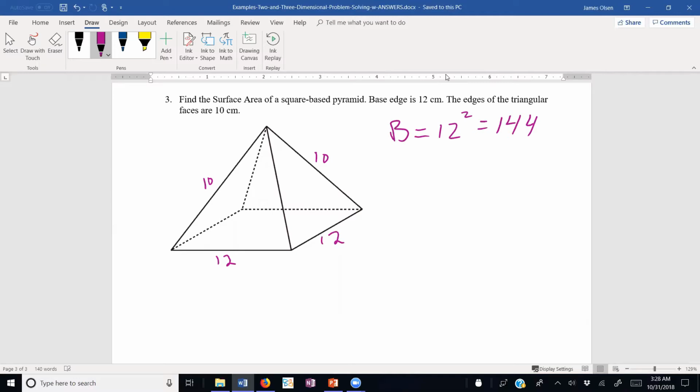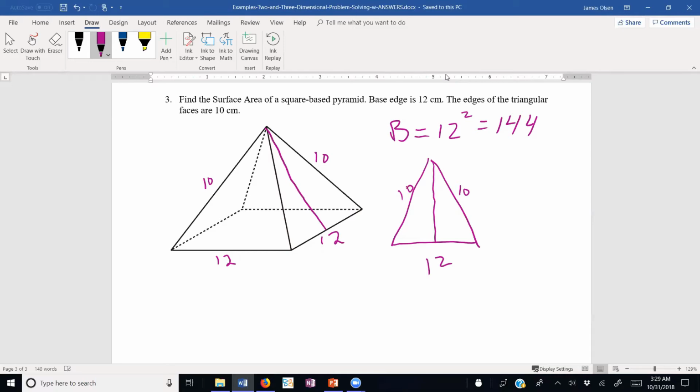And now I need to look at one of the lateral faces, the triangle. And once again, it's a good idea to pull this out. So we're going to have a triangle here. And I need to find the slant height. This is 10 on this side and 10 over here. And I have 12 along the bottom. And when I put the slant height in here, I am going to get two right triangles. Let me see if I can put the slant height over here as well. There we go, not too bad.